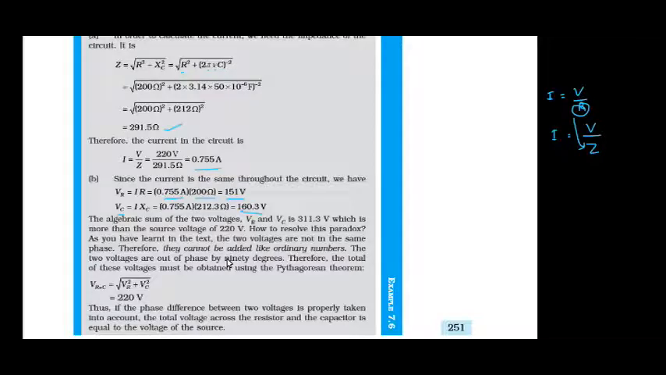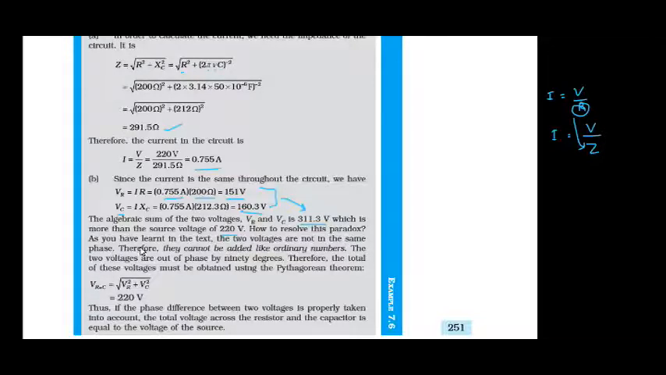The algebraic sum of the two voltages VR and VC: add these two, and you get 311.3 volt, which is more than the source voltage of 220 volt. How to resolve this paradox?